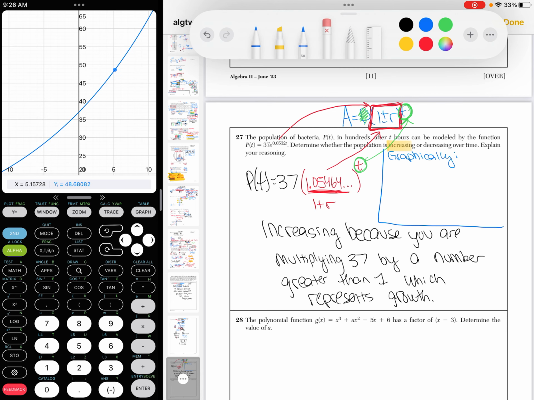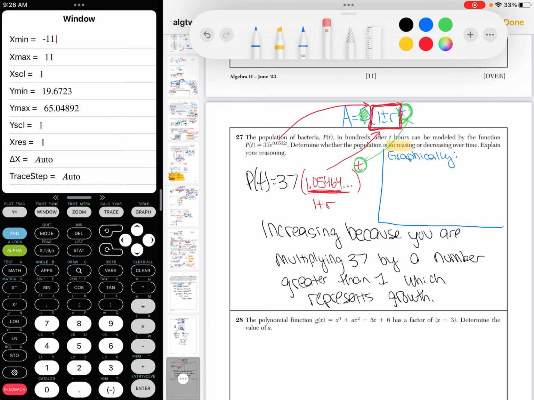If you hit zoom 0, it's called zoom fit, and it tries to give you a good representation of a good window so you can at least see your graph. It kind of shows you where it's going to be. So I can see right now that I couldn't see the graph originally because it's going up to like 40, 50, 60. So that's why my window wasn't really working out so great.